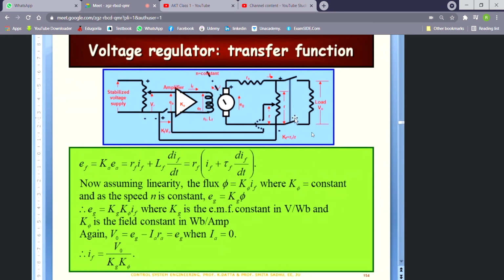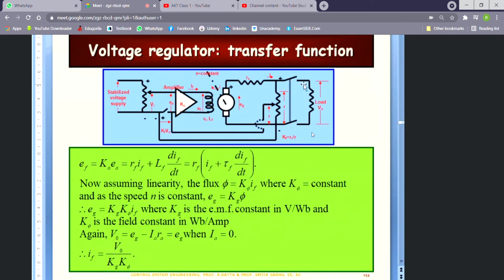So under that condition, we have VO equal to EG minus IA RA, and RA is approximately equal to 0. So that VO can be considered as being almost equal to EG. I've used the equality sign over here. You could have also used the approximation over here. It would have been a better notation, yes. So anyway, VO is approximately equal to EG, right?